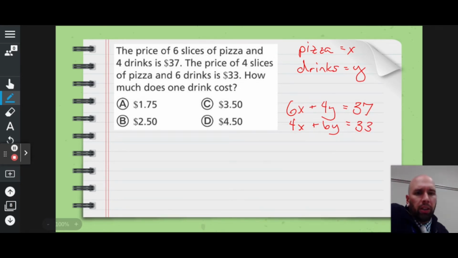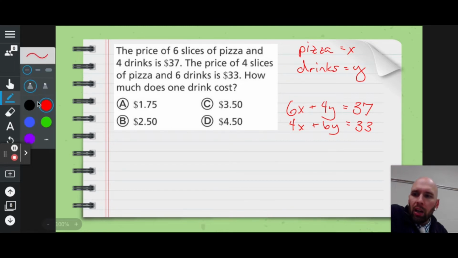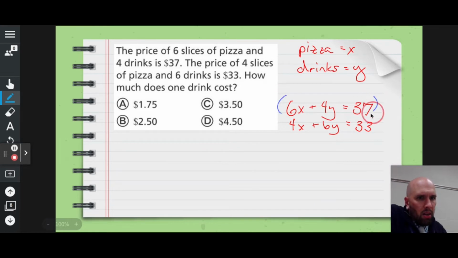I'm going to do elimination here. But I'm going to have to be a little clever. I'm going to multiply the top equation by negative 4 and the bottom one by 6, to make the x's go away. That'll make negative 24 and that'll make 24. The x's will disappear. So let's rewrite the top equation.